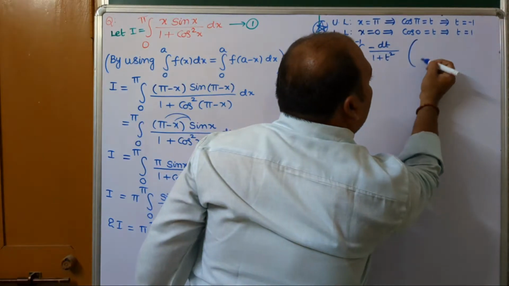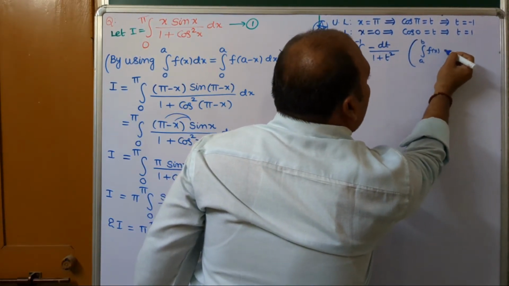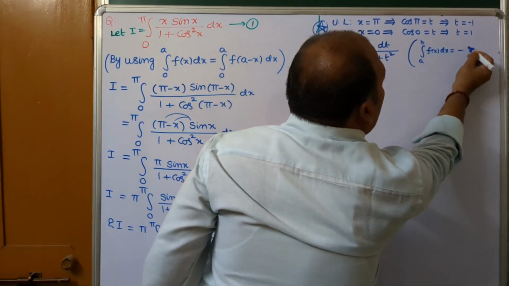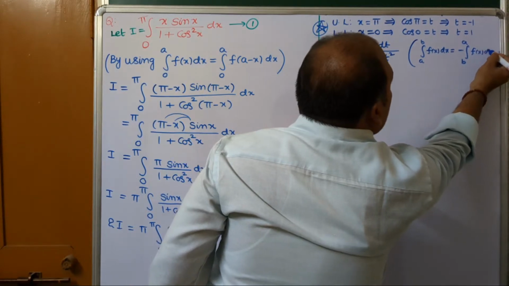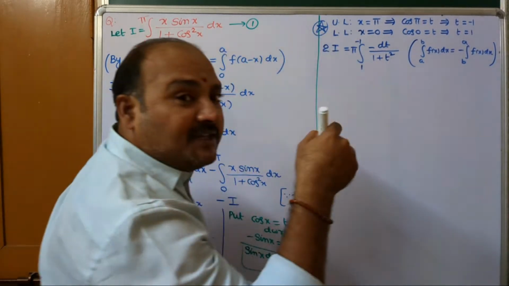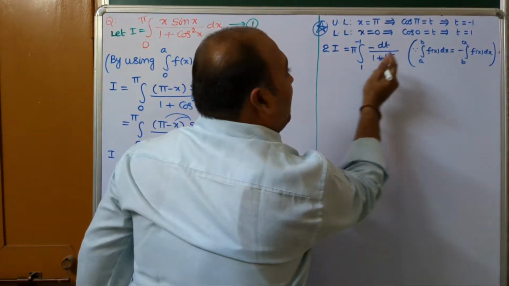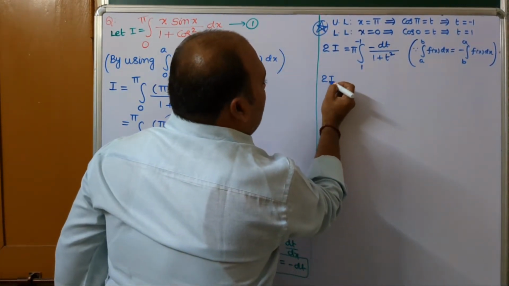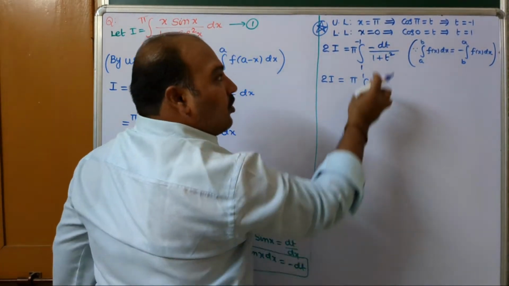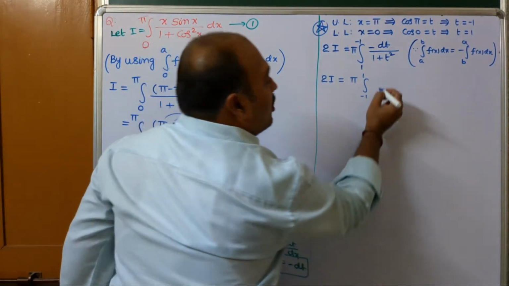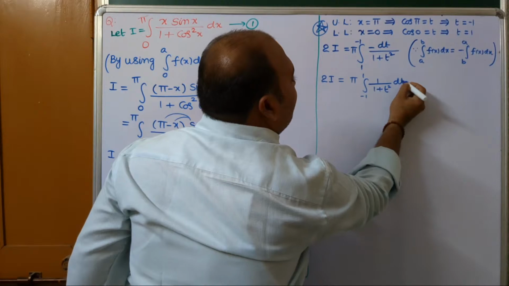We have the property integral a to b f of x dx is equal to minus integral b to a f of x dx. So this is a sign change property, dear students. So whenever we are applying this property, 2I is equal to pi into integral minus 1 to 1. I am removing this minus. So remaining is 1 by 1 plus t square into dt.